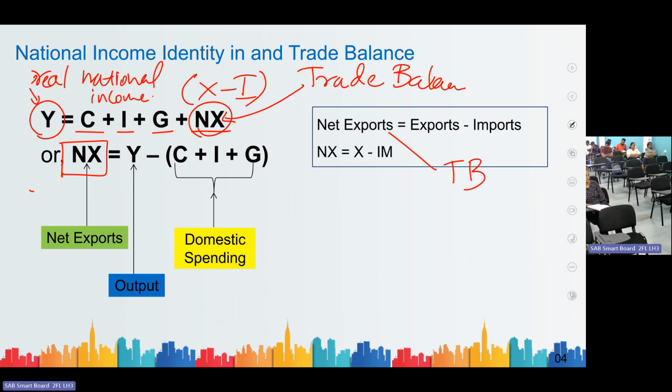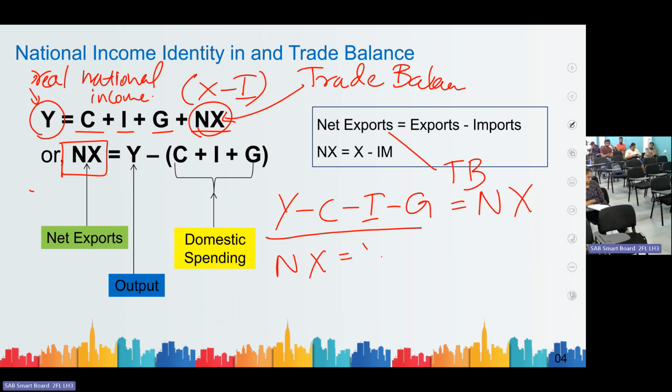So why is here? I bring C to the left, I to the left, G to the left, then only NX will be left on the right-hand side by minus C, minus I, minus G. NX is the only component which is on the right-hand side. So it is simply NX equals Y minus C minus I minus G.